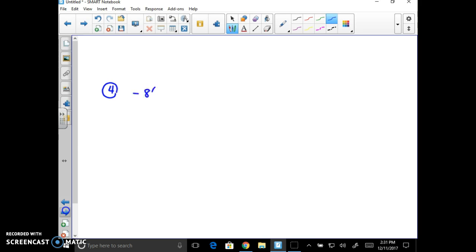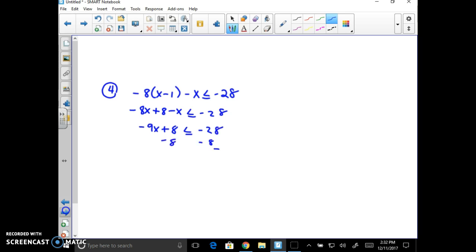We have -8 times x minus 1, minus x, less than or equal to -28. So distribute. Combine like terms. Move your constant over because we don't have any variables to move yet. Divide both sides by -9. Since I'm dividing by a negative, this automatically switches, and we get x greater than or equal to 4.